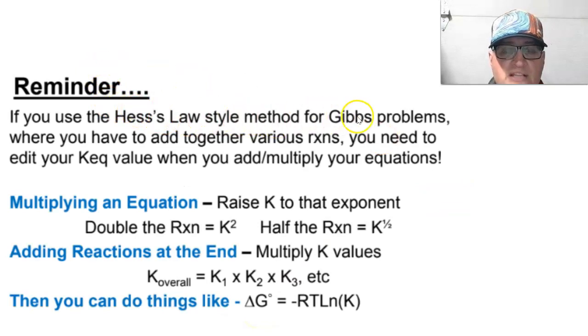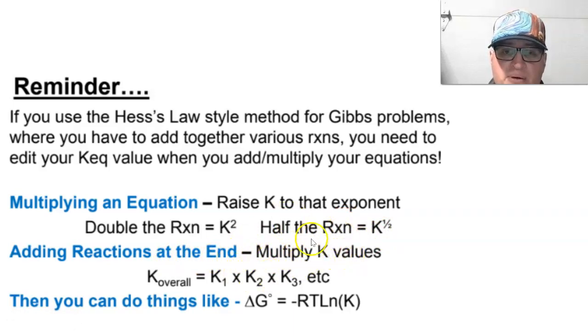If you use a Hess's law style for the Gibbs problems, where you have multiple reactions that you have to add together to eliminate intermediates, you need to do the same with your K value as you add and multiply. So when you multiply an equation, like all times 2, you need to raise that K to the exponent. If you double the reaction, K squared; half the reaction, square root of K. Adding reactions at the end, you multiply all the K values.